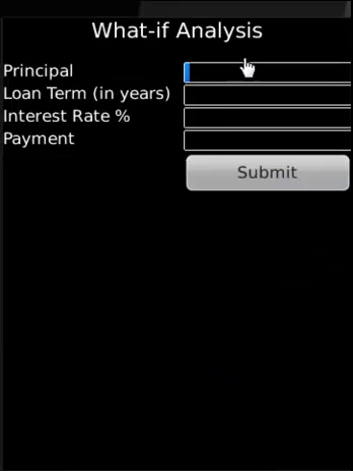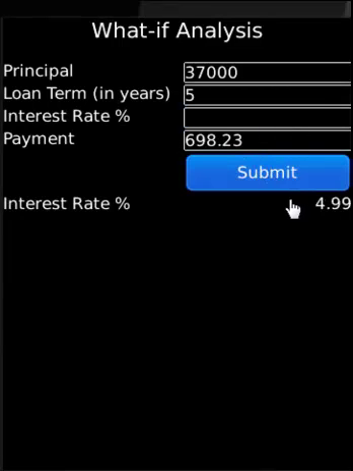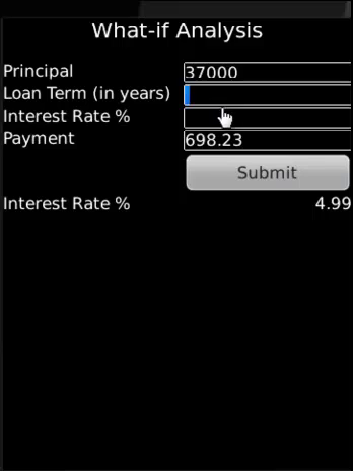What-if analysis: once three of these four variables, principal, loan term, interest rate, and payment, are specified, it is going to calculate the fourth one. Say 5 years, 5% interest, we come up with that. So now 698.23, let's see, interest rate. So we want to calculate the interest rate. We know the interest rate is 5% and the years, so it takes that much. We don't know all that, so how to calculate the principal.